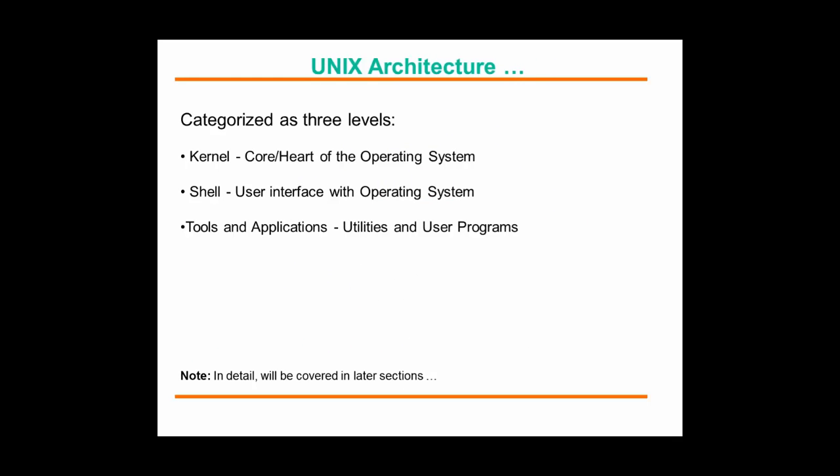Right, so here are those three levels. You have a kernel, the core of an operating system. The shell is an interface, that's where we log in and do our work. Tools and applications are the utilities and user programs.